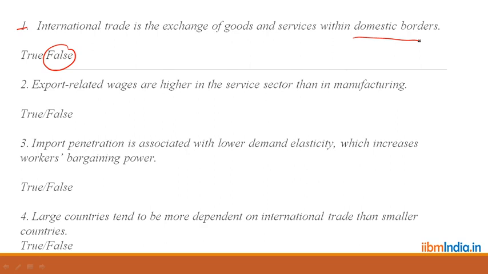If you are talking about domestic borders, suppose Uttar Pradesh to Punjab, Punjab to Delhi, Delhi to Arunachal Pradesh, Arunachal Pradesh to Gujarat to Maharashtra, that is called domestic borders. So question number one is false.